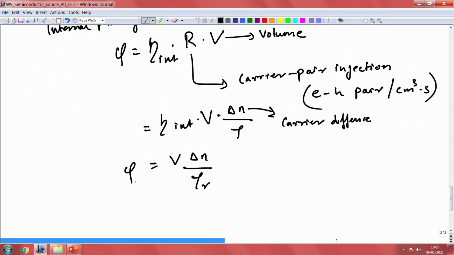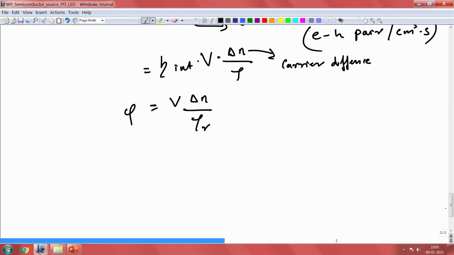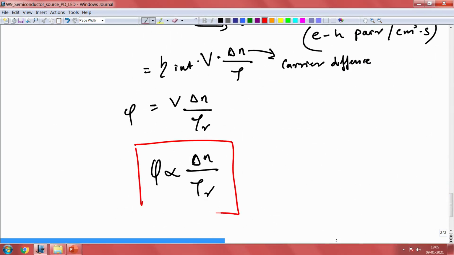Okay. So, on the whole, this photon flux depends on the number of charge carriers you have, and then your recombination lifetime, right. So, we can just write this as a proportionality constant, and this is basically it. So, your photon flux depends on the carrier density change and your lifetime. So, you want your lifetime to be shorter, at the same time you want your charge injection to be higher.